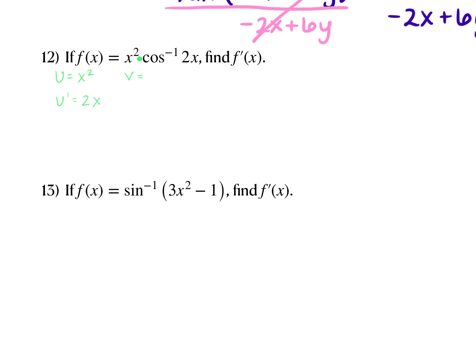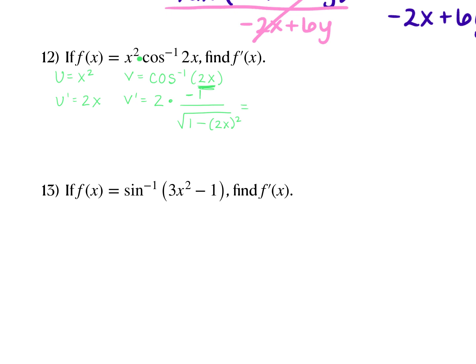Then v is inverse cosine of 2x. So v prime is the derivative of 2x, which is 2 times the derivative of the inverse cosine. The derivative of inverse cosine is negative 1 over the square root of 1 minus, and usually it's x squared, but in this case it would be the 2x being squared. And I'm going to clean this up just a little bit so it doesn't look so ugly when I put it in my derivative in a minute.